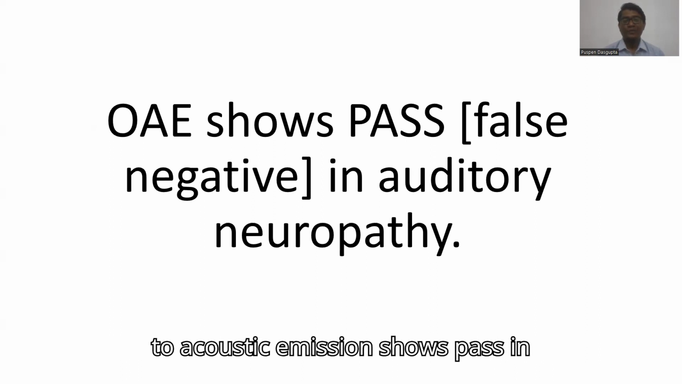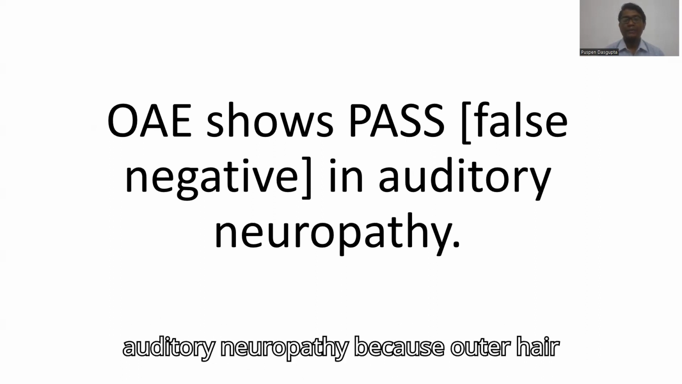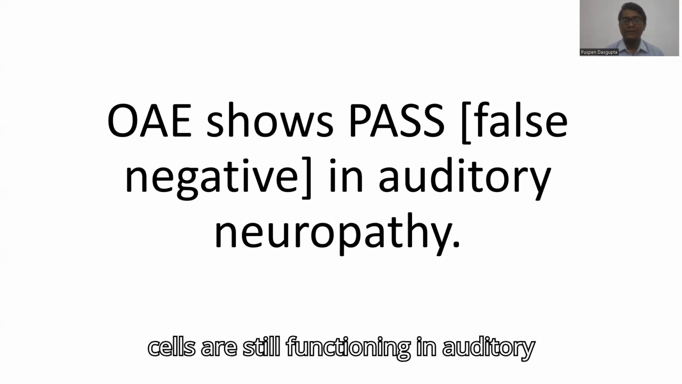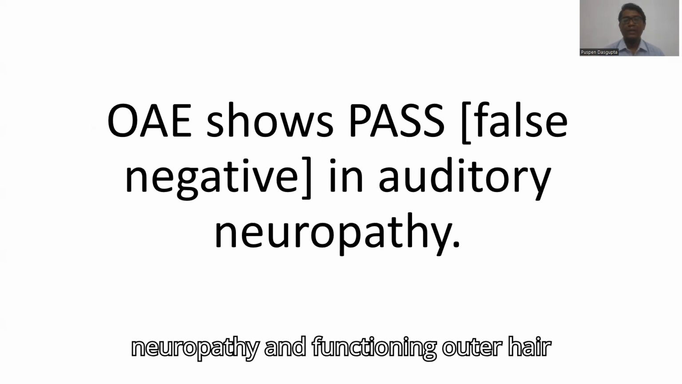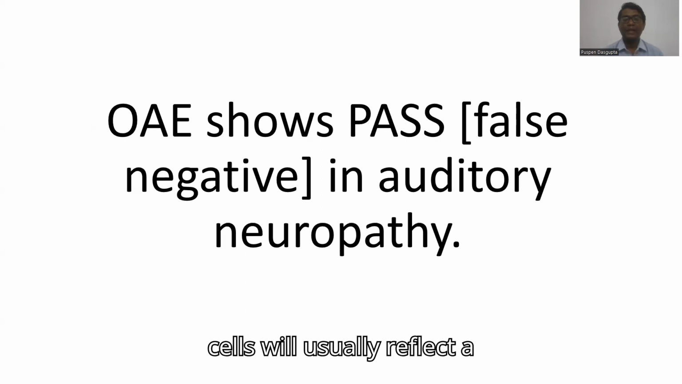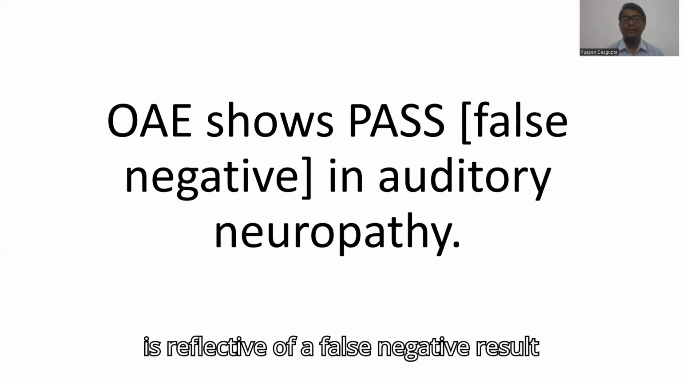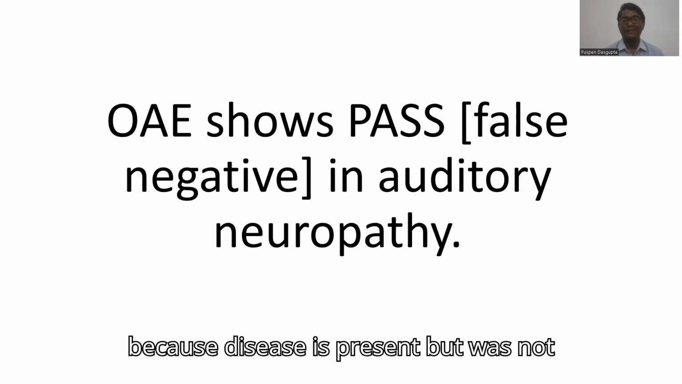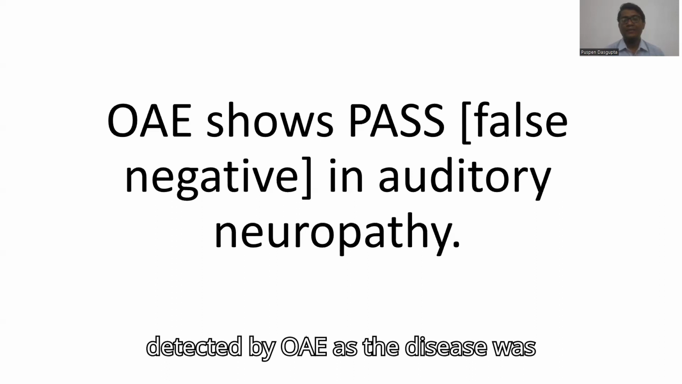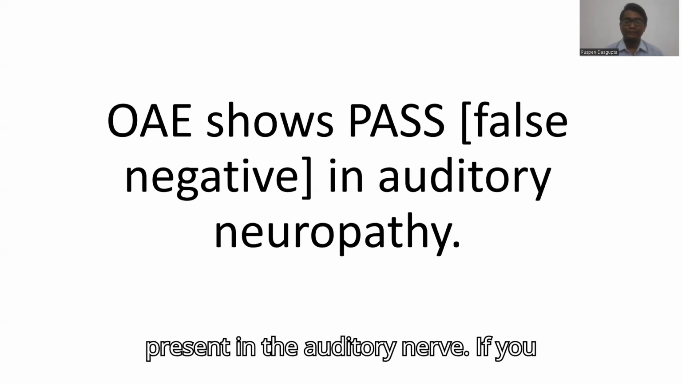So otoacoustic emission shows pass in auditory neuropathy because outer hair cells are still functioning in auditory neuropathy, and functioning outer hair cells will usually reflect a pass result in OAE. This is reflective of a false negative result, because the disease is present but was not detected by OAE as the disease was present in the auditory nerve.